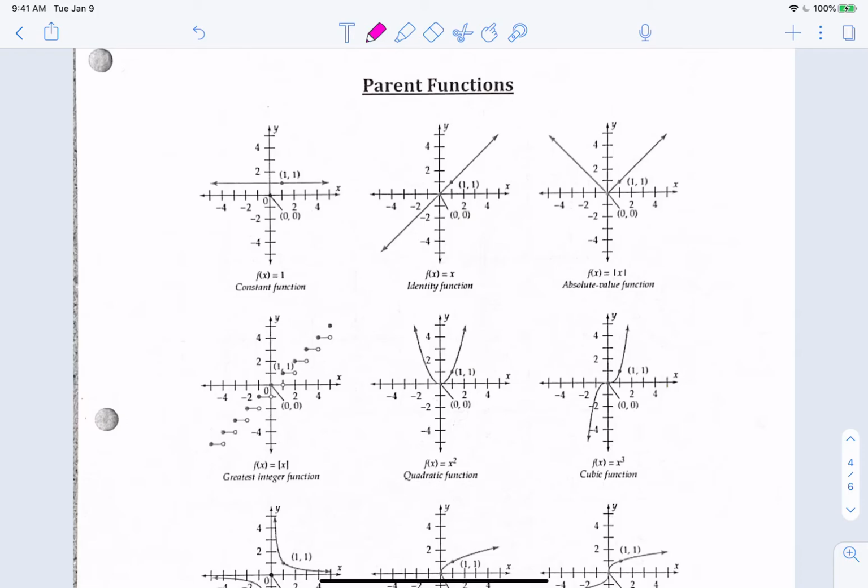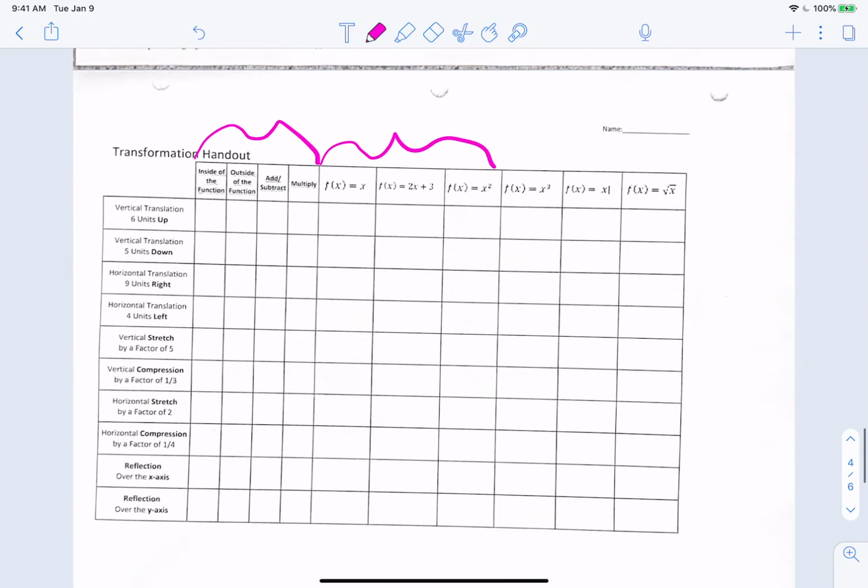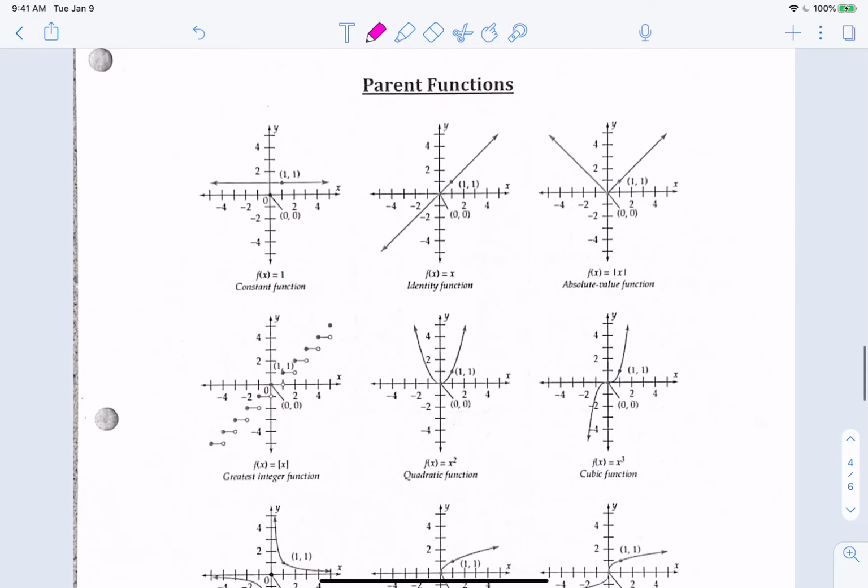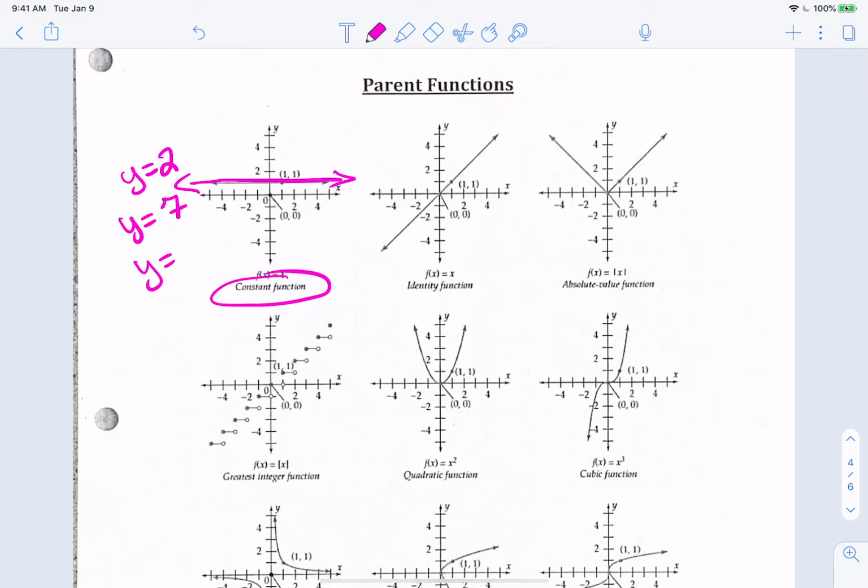So if you flip over to the back side of your transformation sheet, on the back side of this is this paper, and these are called parent functions. So the first one is a constant function, and he is just a horizontal function. So this would be like y equals 2. You would really see y equals 2, y equals 7, y equals -3. All of those are going to be horizontal lines at their respective places on the y-axis. So this is y equals -3. Y equals 7 is going to be this line up here, those types of things.